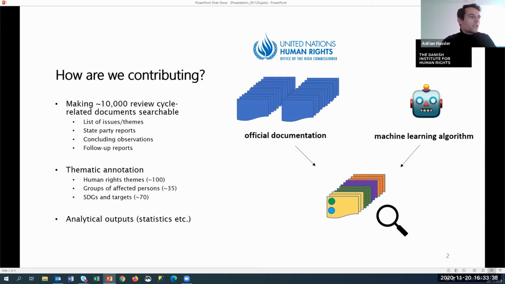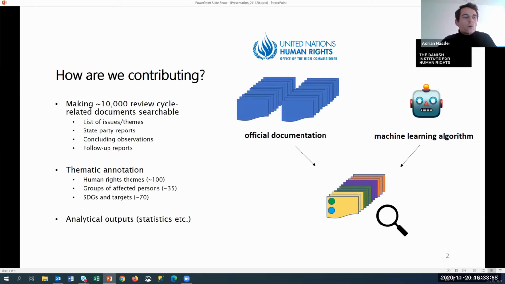So that's kind of here in this chart. It's the top left corner. We have all these documents. They're usually PDF documents. If you want to find something in there, you need to know where to look. You need to then find within the document what you're looking for. That's the situation right now.